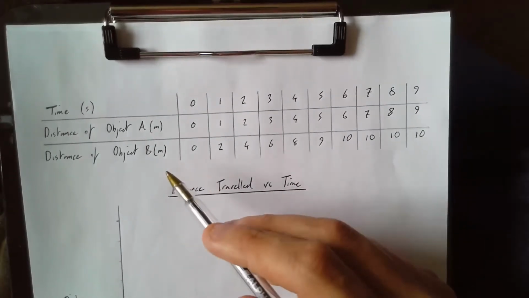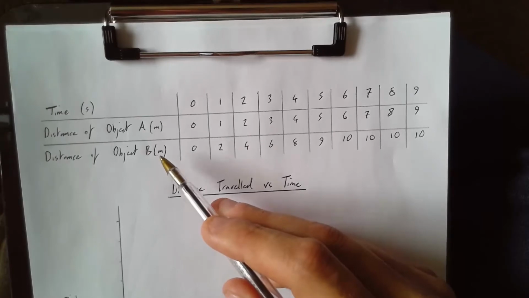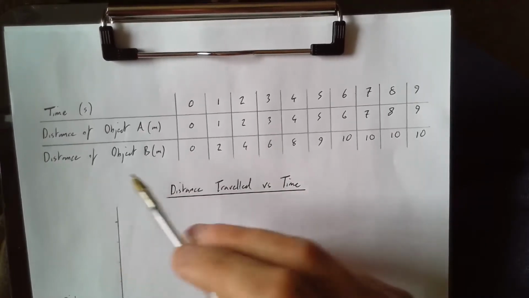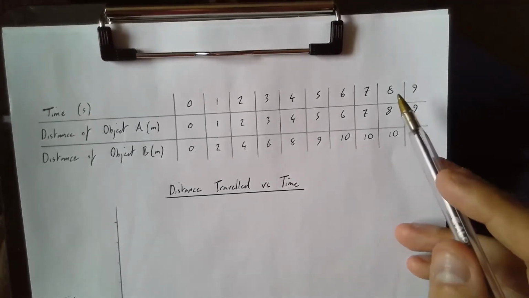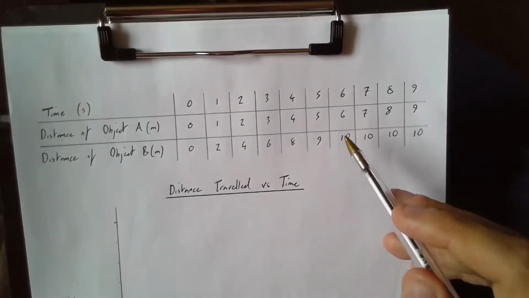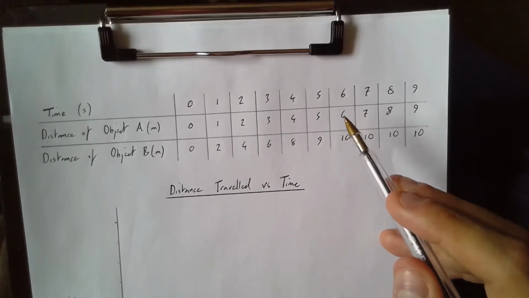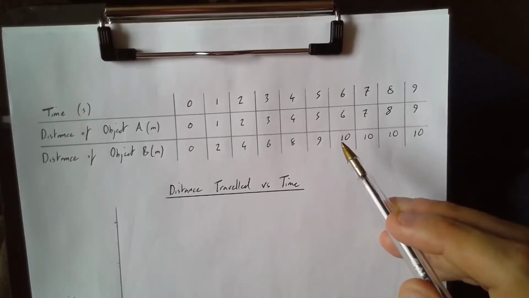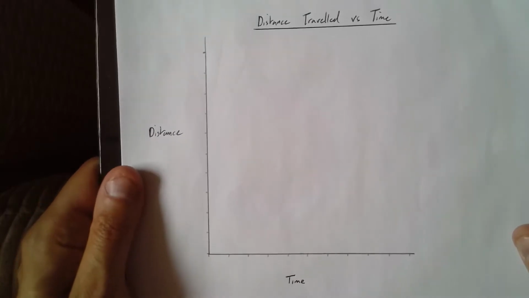There we are. And finally, object B, again we have units, we have meters, we know that object B is covering distance in meters, and we have the numbers there to go with it that correspond to the number of seconds that it's traveling. So after 6 seconds, you know object A has traveled 6 meters, but object B has traveled 10 meters. Now let's look at our graph.